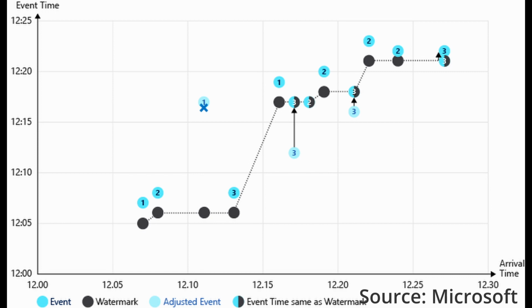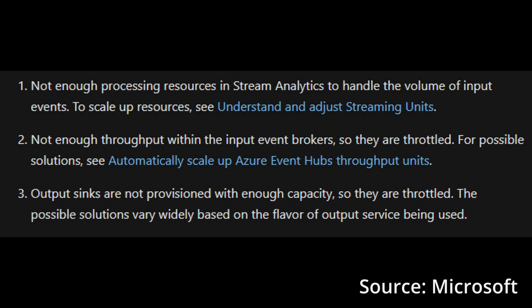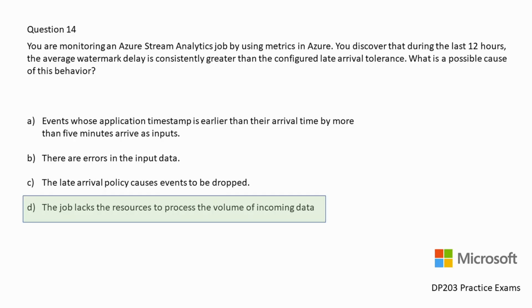Let's first discuss what watermarks are in this context. By the very definition of streams, the incoming event data never stops. So watermarks are there as indicators for the progress to certain points in the stream. And watermark delays indicate the delay of the streaming data processing job. When the streaming pipeline slows down, that's caused by resource constraints. And when the streaming pipeline slows down, the watermark delay occurs. So the right answer here is D. The job lacks the resources to process the volume of incoming data.